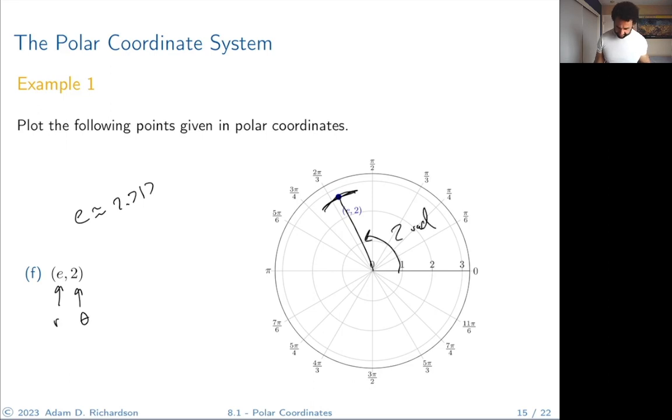This is 2 radians. And that's it. That's the whole idea. So now we can see how to plot these points. You'll get a lot more practice on the homework, and you can honestly just practice anytime you want. Just think about how you would convert, right? And we're going to see how to convert in just a moment.